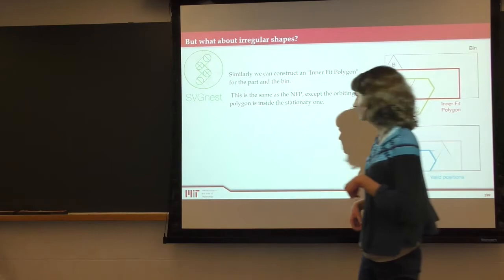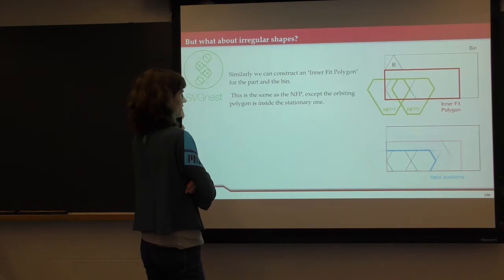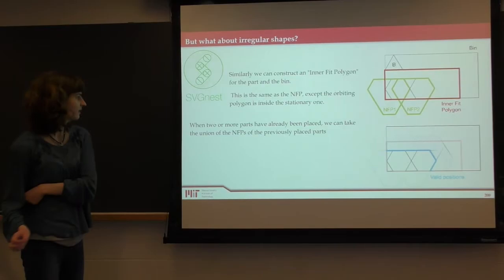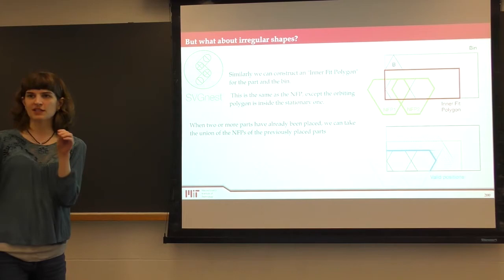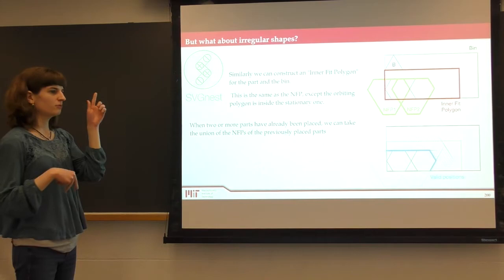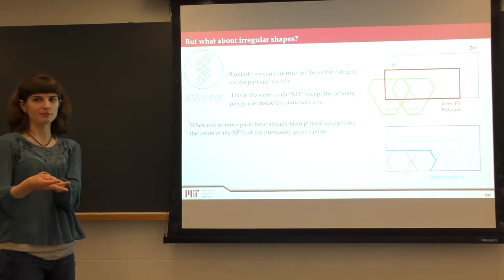As far as multiple parts, then you can simply look at the union of the no-fit polygons inside the part. So you take the union of all the no-fit polygons and then take the intersection of that resulting set with the area of the inner-fit polygon. So this way, if you add a part, it will always be inside the container, it will always be in contact with at least one previously placed part, and it will never overlap with a previously placed part.